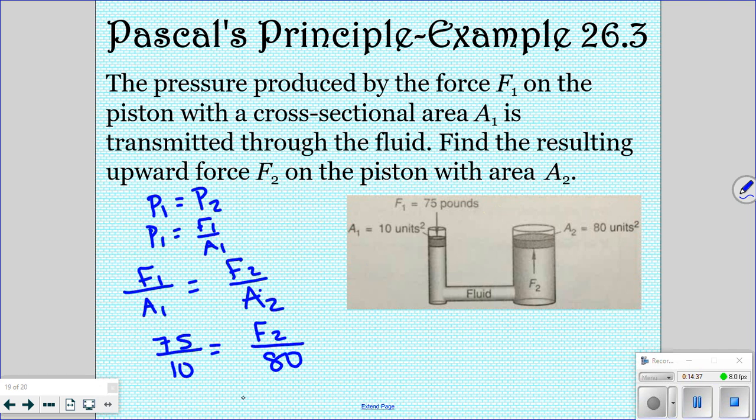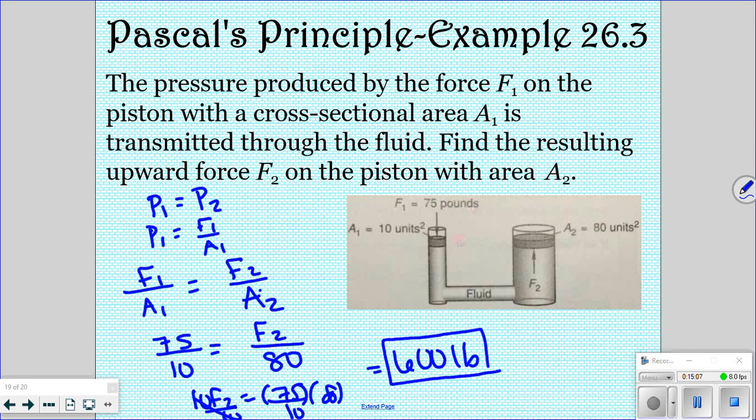So then you can cross multiply and divide by 10. Whoops, I left off the 0 on the 80. And so if you plug that into your calculator, you should get 600. And F1 was in pounds, so F2 is also in pounds. And so that would be your answer for that.